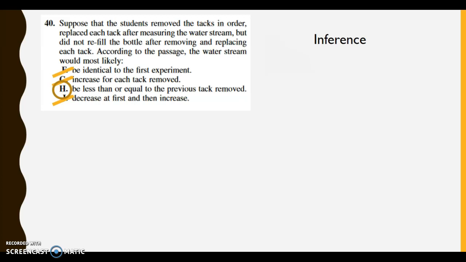That's it for our questions. At this point, you've completed an entire science ACT section. Tomorrow, we will do one last passage for you guys to practice for the ACT. That's it for today.